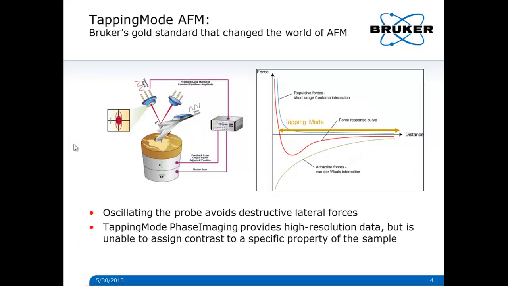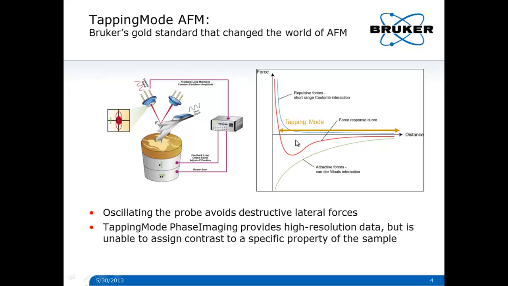So in the early 90s, we developed tapping mode AFM to preserve the tip and sample. In tapping mode, the cantilever is oscillated near its resonant frequency by an oscillation down here at the base of the cantilever. So the cantilever is vibrating, and the tip is approaching the sample and then moving away from the sample at roughly the resonant frequency over a wide range.